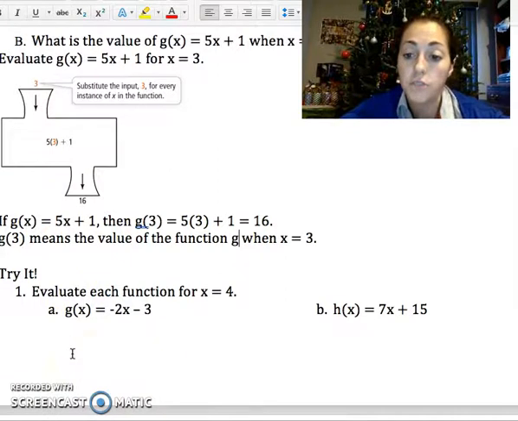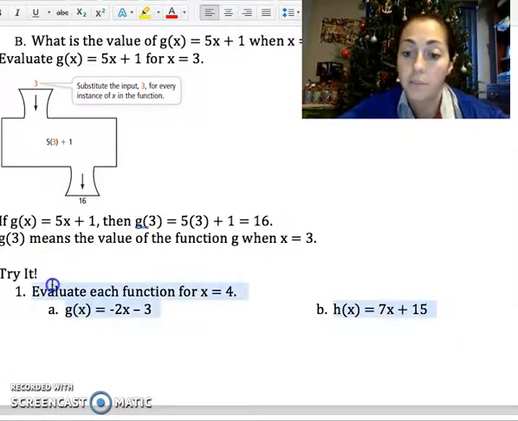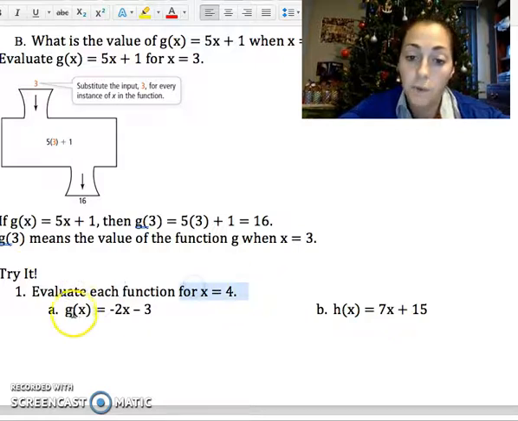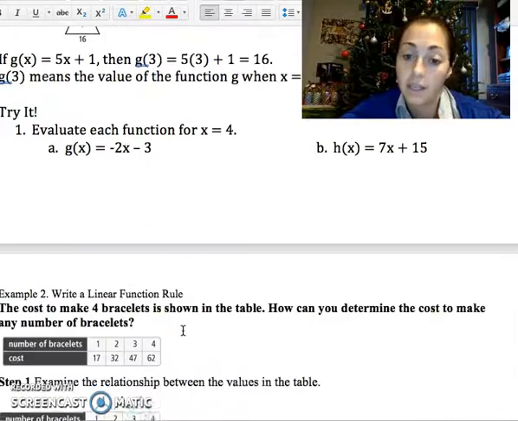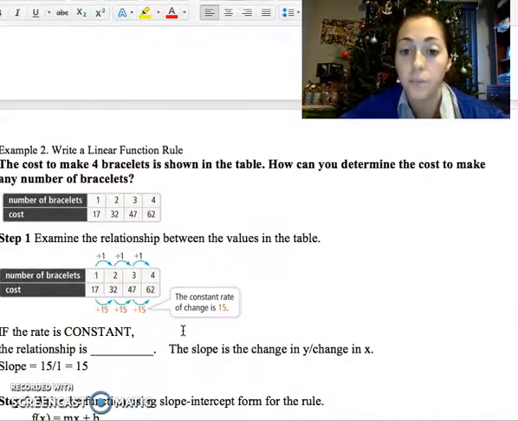I have 2 questions for you to try, and then we can practice after. Evaluate each function for x equals 4. So pause the video and do that, and then let's look at example 2.